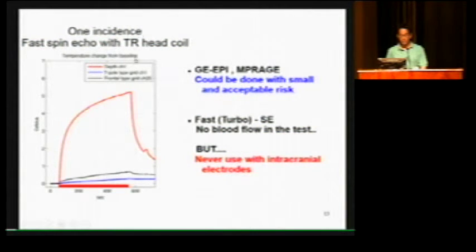Then we observed one incident using fast spin echo with a transmit-receive head coil. We observed more than 5 degrees of heating, like this. So it's very dangerous to use fast spin echo or turbo spin echo sequences, even though in this case we don't have blood flow, which is a very strong heat exchange mechanism. Fast spin echo sequences cannot be used with intracranial electrodes. But gradient echo EPI or MP-RAGE could be done with small and acceptable risk to the patient.